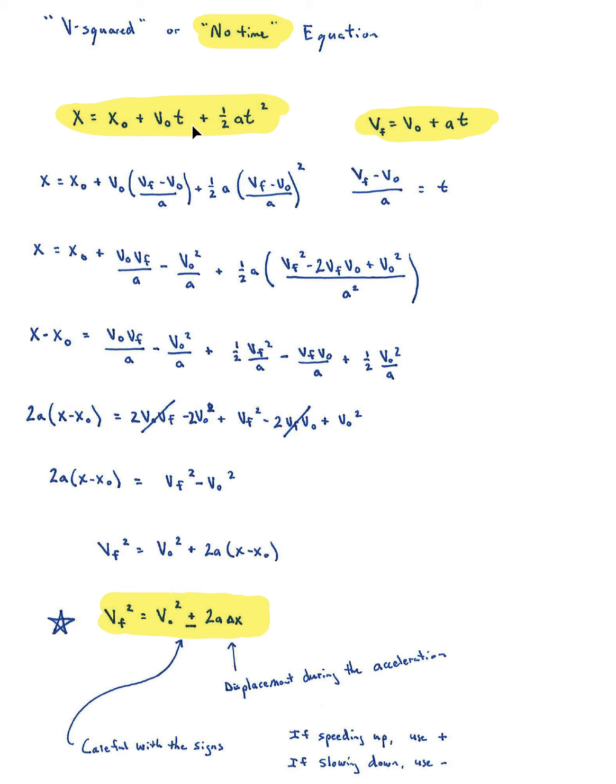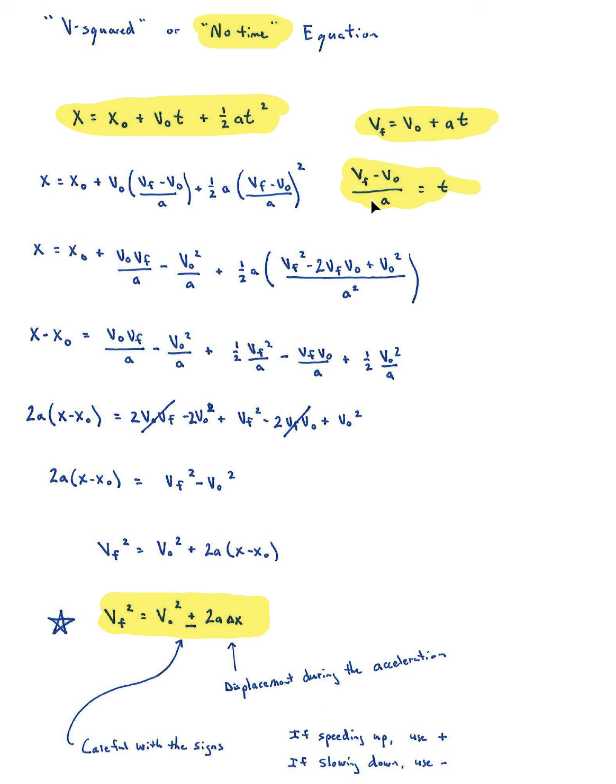Okay? So we start with the position equation and the velocity equation, and we're going to take this velocity equation and solve it for time, which I did right here. This guy right here is me taking the velocity equation and solving for time. I just subtracted v naught and divided by a.